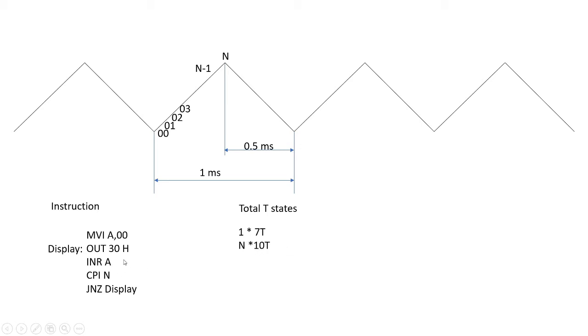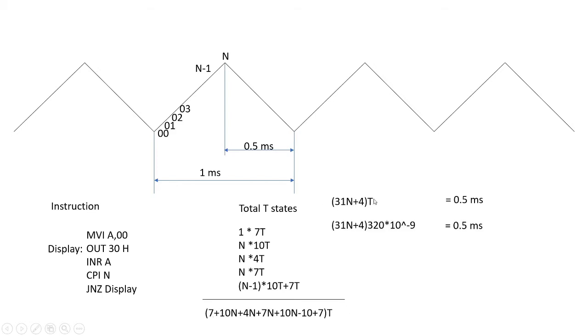Similarly, INR A is inside the loop, so it will execute n times. Its total is 4 into n T states. Similarly, in the case of CPI n, it is inside the loop and it will execute n times. Its total is n into 7 T states. And the last instruction will execute n-1 times with the condition true, and the last time the condition will fail. So its total is (n-1) into 10 plus 7 T states. So totally it comes to 31n plus 4 T states.